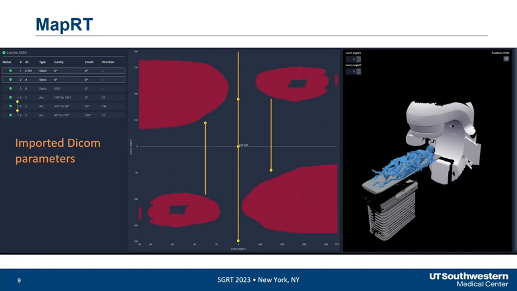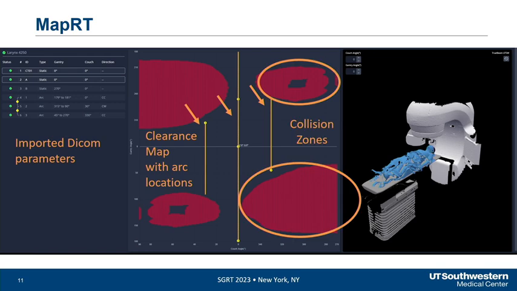In this case, we have the DICOM on the left, which has 3 arcs: 1 coplanar at couch 0, and 2 half arcs at 30-degree couch kicks. You can see that here in the middle plot. We have what that would look like, where couch is the long axis or horizontal axis, and gantry angle is the vertical. Then we have our clearance zones, or areas of collision. You can see that our current plan is navigating between those.